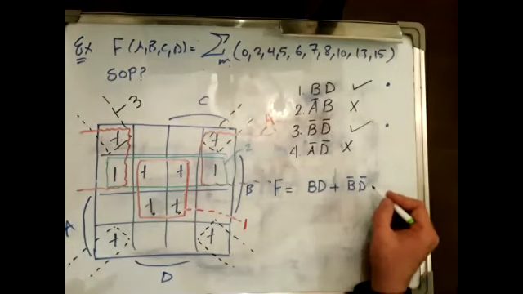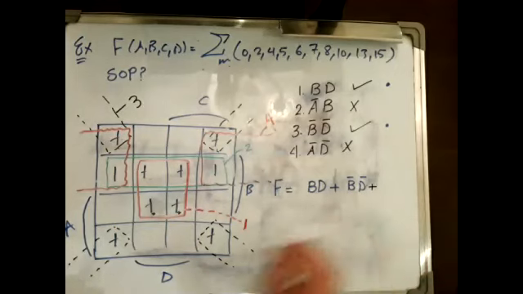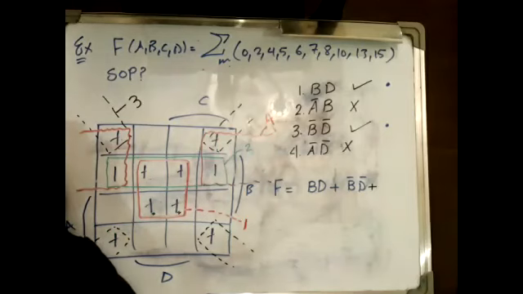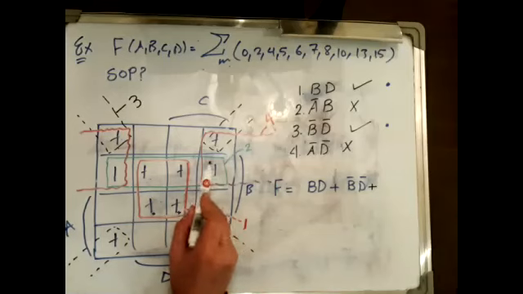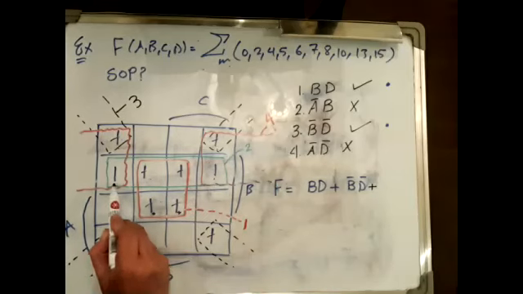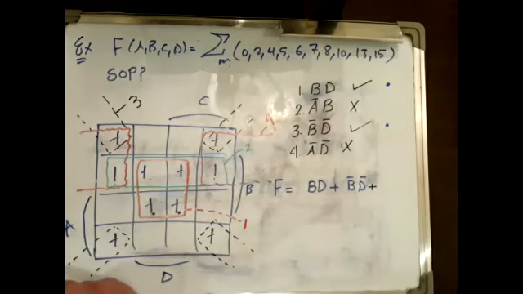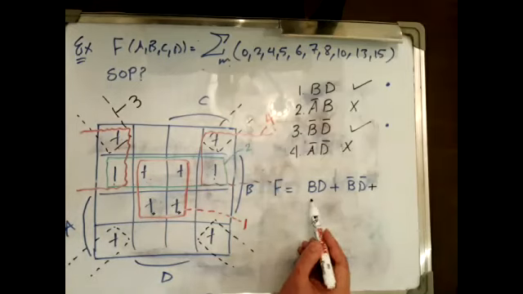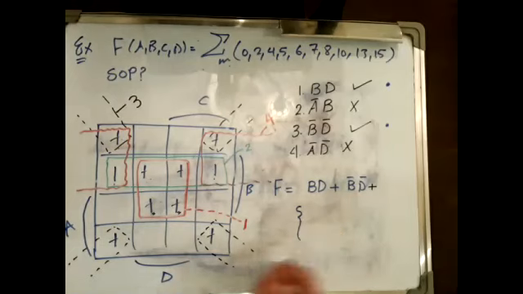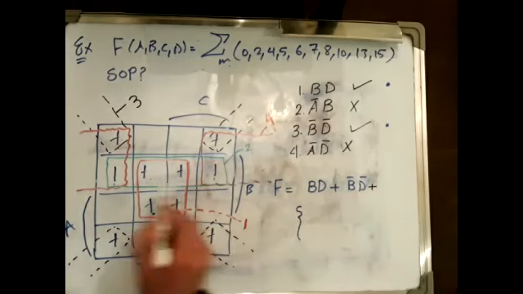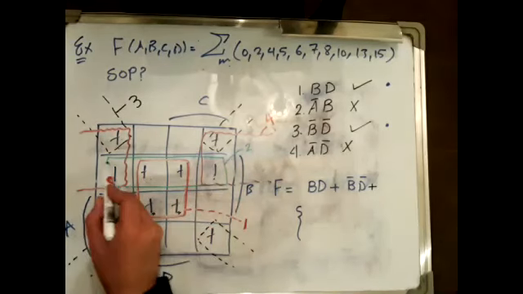However, this did not cover all the ones. We need to cover all the ones. So what are the ones that are left? We have this one and this one. We need to cover them. In other words, we need to write a logic expression in the function expression to cover these ones. So what can we do here? We have options. To cover these ones, we can take number 2, right?